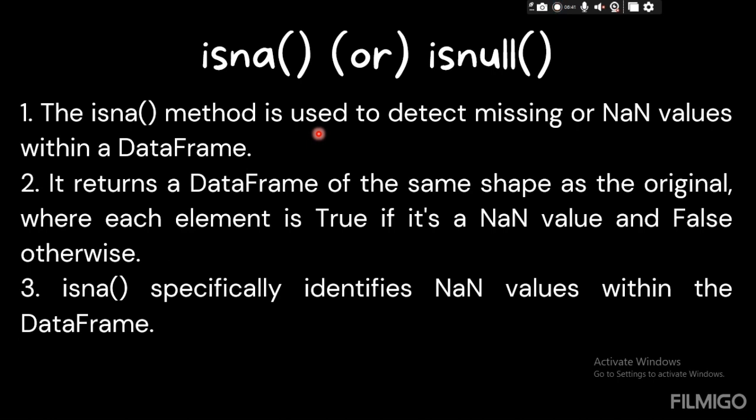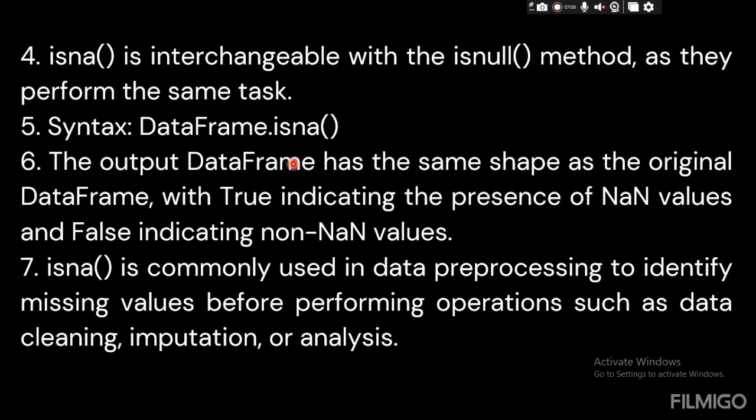When we use these methods with the data frame object, we will get an output which is a boolean data frame, and that boolean data frame consists of true and false values. True values indicate that the corresponding element is a NaN. A false value indicates that the corresponding element is not a missing value, or you can say it is not a NaN or null value. So in order to use these methods, we need to follow this syntax. Now let's take an example.